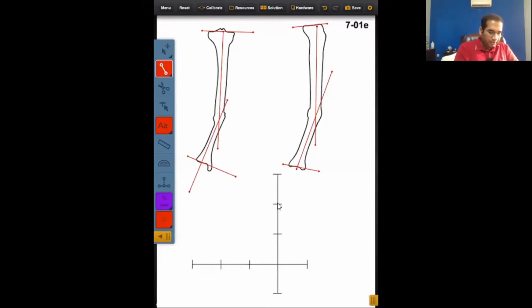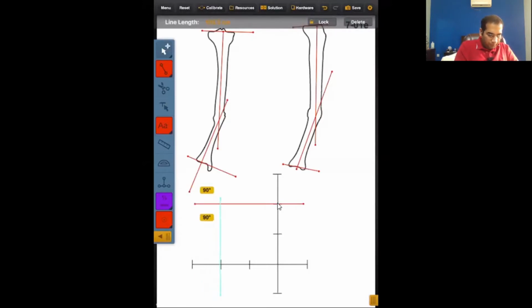And when I join these two lines, this line will give me the exact deformity. This line tells me that the total magnitude of this deformity is 44 degrees.